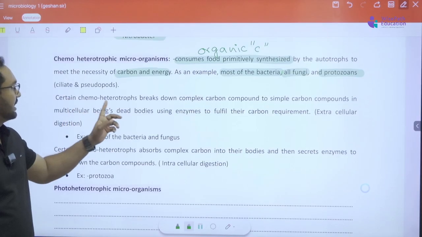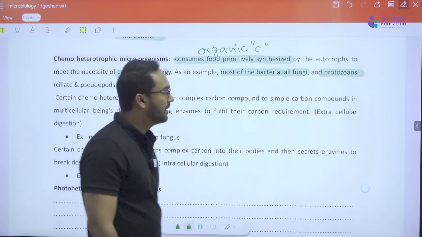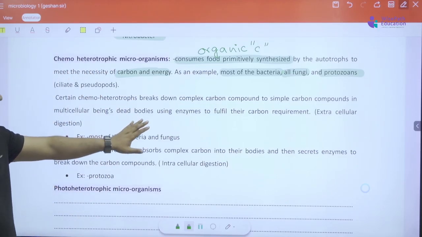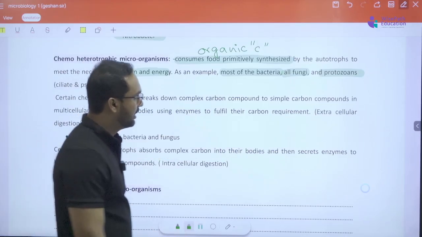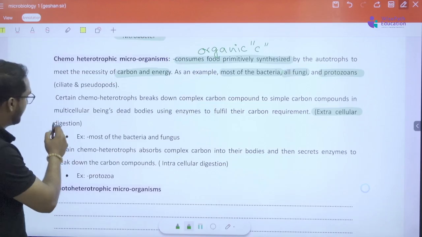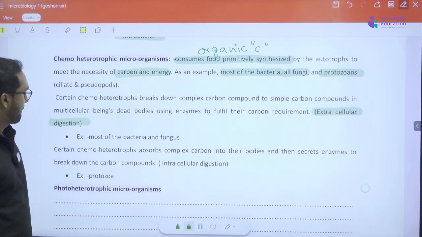So certain chemoheterotrophs break down complex carbon compounds to simple carbon compounds in multicellular beings, dead bodies, using enzymes to fulfill their carbon requirement. You call it what? Extracellular digestion. Right?